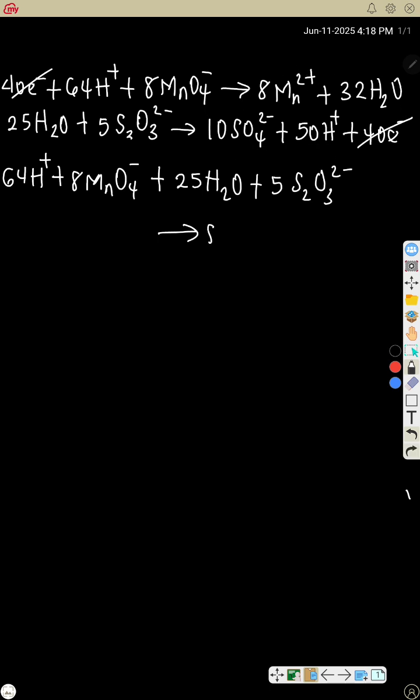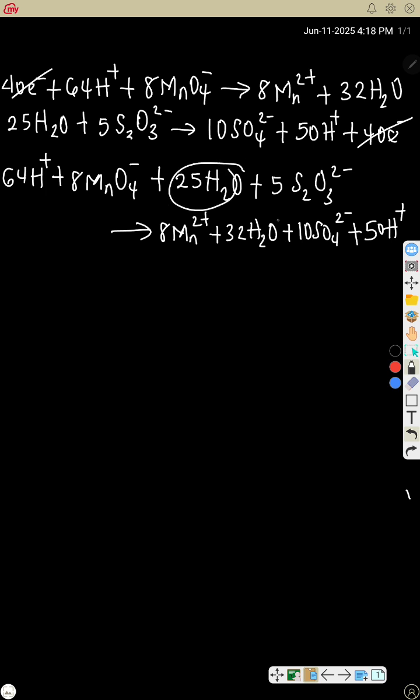add everything at the right hand side together. So that will be 8 Mn 2 plus 32 H2O plus 10 SO4 2 minus plus 50 H plus. So you will notice at this side we have 25 H2O. Here we have 32 H2O. So you bring this 25 H2O to this side.